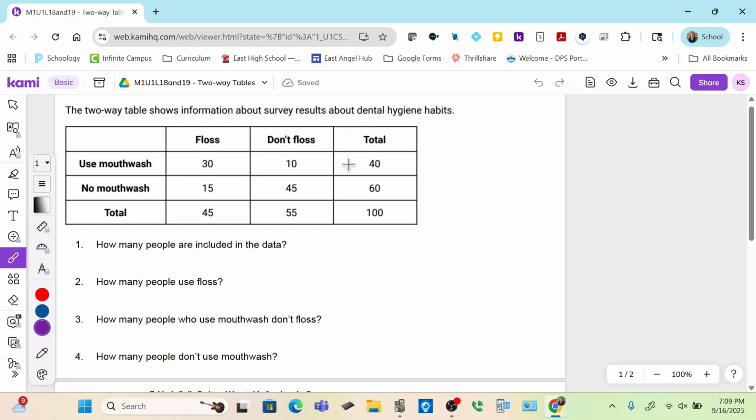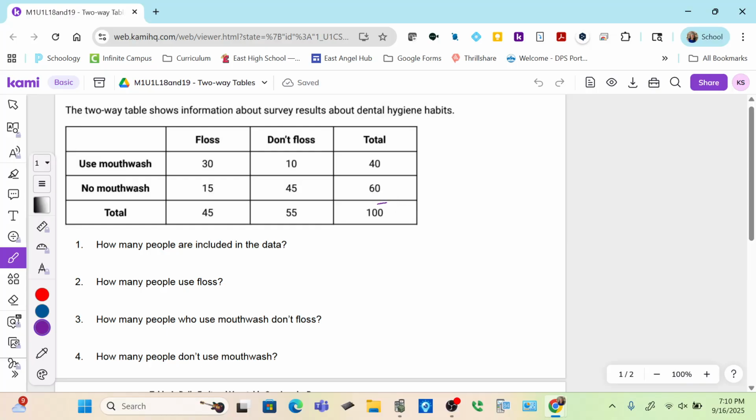The totals that you see over here on the right are the totals for the row. So you'll see here that 30 plus 10 will equal 40. 15 plus 45 will equal 60. The totals that you see across the bottom are the totals for each column. 30 plus 15 is 45. 10 plus 45 is 55. And then those totals that we had before, when I add them, give me 100. And the 45 and the 55 also add to give me the 100.